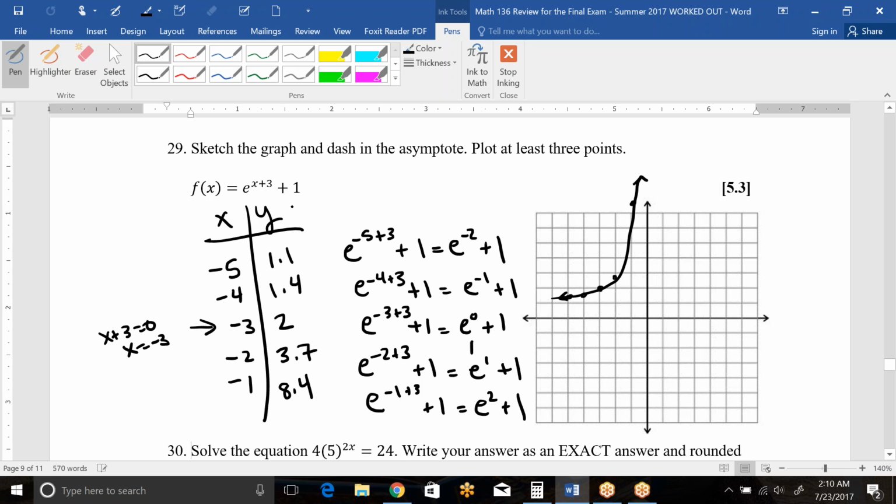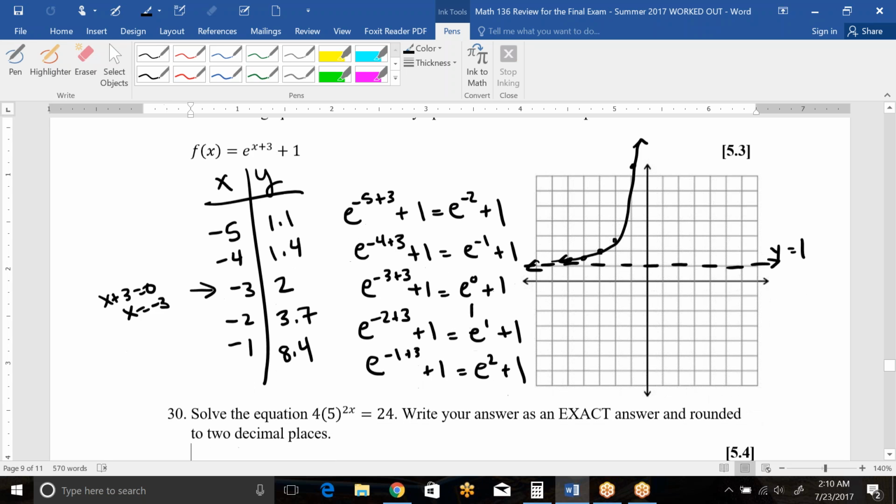And then the asymptote is, if you're an exponential function, not a log function, but an exponential, your asymptote is horizontal and it happens at the vertical shift. So it happens right here. We don't ever cross below positive 1. Okay, so that's number 29.